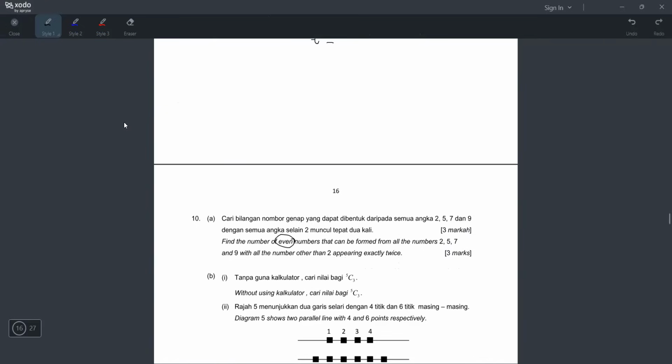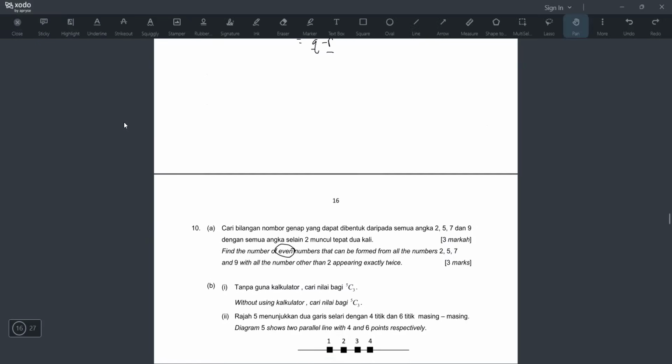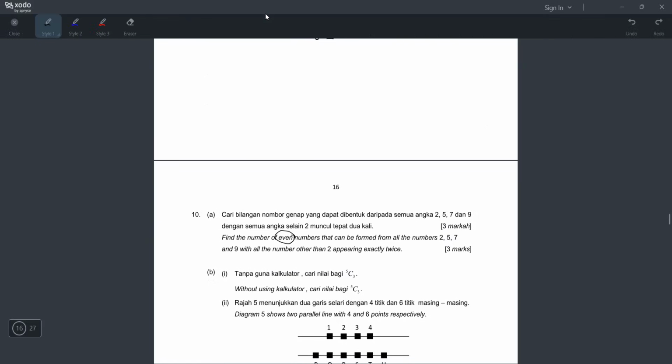What does it mean by this? Find the number of even numbers that can be formed from all these digits, with all digits other than 2 appearing exactly 2 times. Oh, I think I understand. It means all these numbers appear 2 times. It means your option is not 2, 5, 7, 9. Your option is actually more than this. It's actually 2, 5, 5, 7, 7, 9, 9. This is what it means, right?